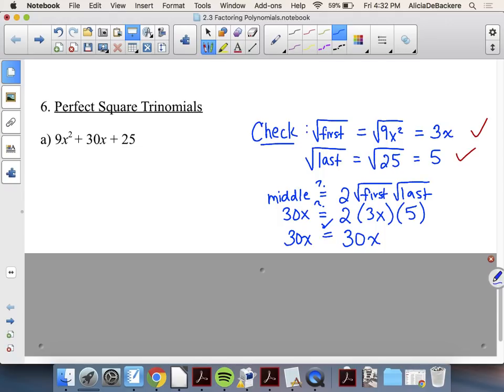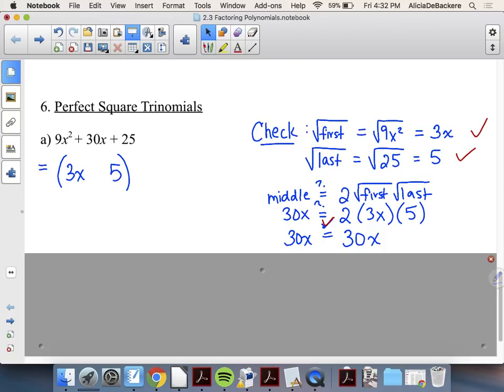Be careful, this won't always work. You do need to check those 3 things. Now, once I know that all 3 of those checked out, I can use this shortcut. I take the square root of the first thing and I put it at the front of the bracket, and then I take the square root of the last thing and I put it at the back of the bracket. And then I take the first sign. My first sign in my expression was adding, so I'm going to add in here, and then I'm going to square this bracket.